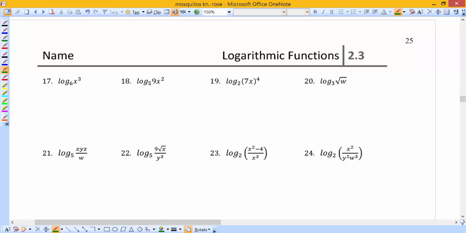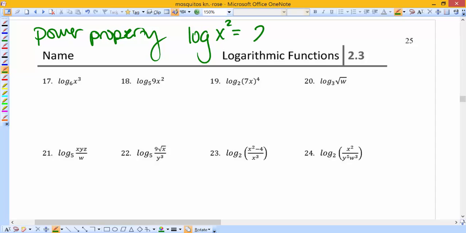You're going to continue that here. Now, we also have what is called the power property. So the power property is when I have a log of, I'll just make it up, x squared. That is going to become 2 log of x. You move your exponent to the front of the log. So this will work every single time. You just have to remember when and how to use the properties.